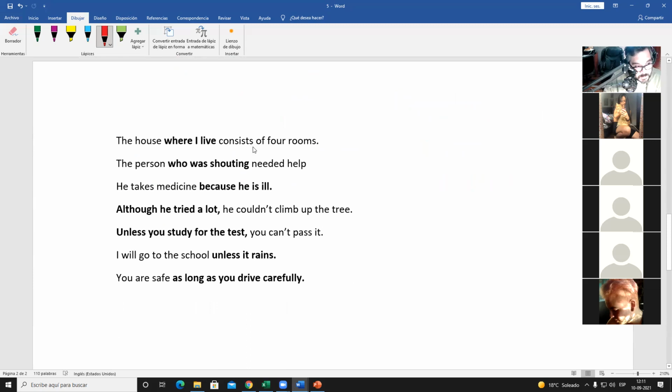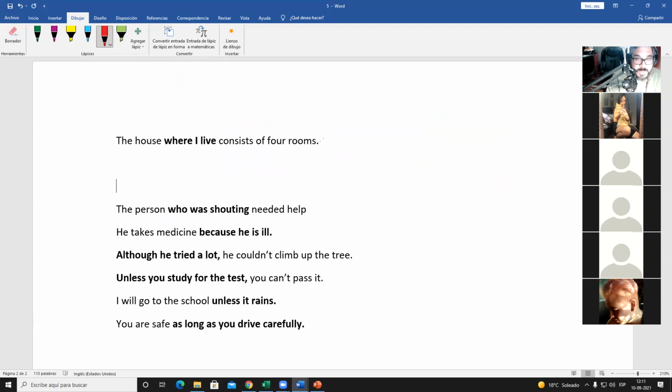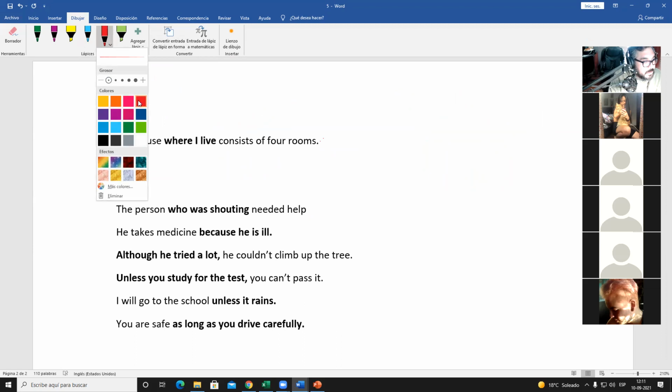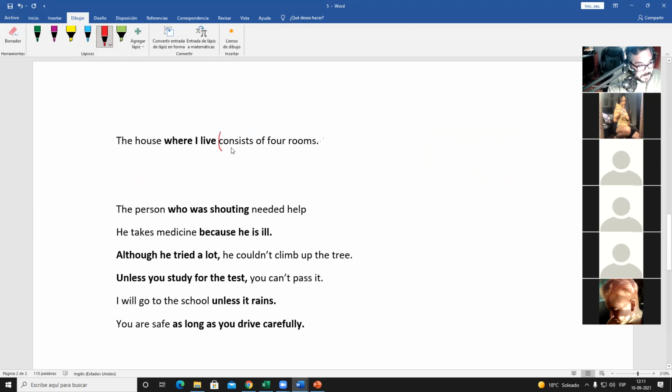Ya, the house where I live no las vamos a hacer porque ya están ultra hechas, ¿cierto? Ya cachamos cómo se hacen. Solo paréntesis. The house where I live consists of 4 rooms, ¿cierto? Of, aquí está de nuevo, preposition head, noun phrase complement. The house, aquí está la cláusula, where I live, ahí está el verbo, live, ahí está el sujeto y la subordinating conjunction. Estamos.